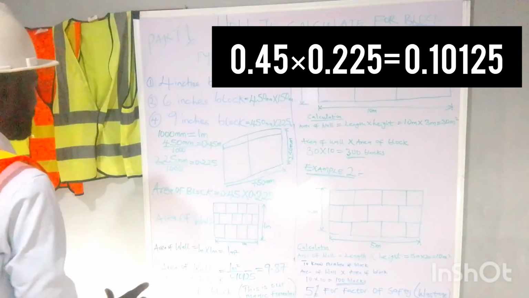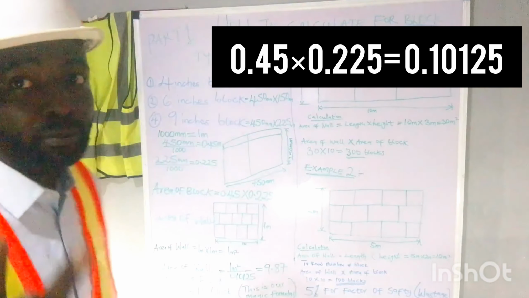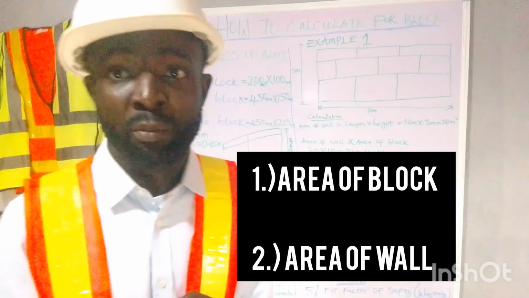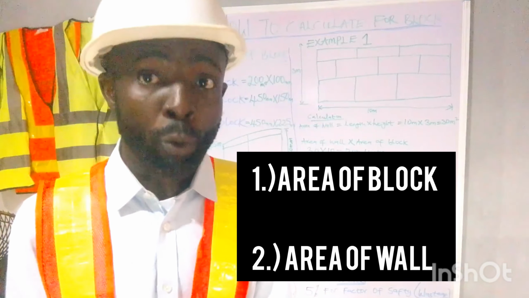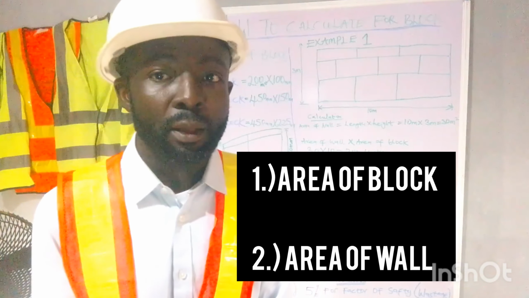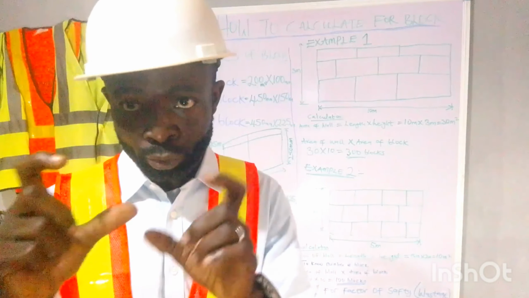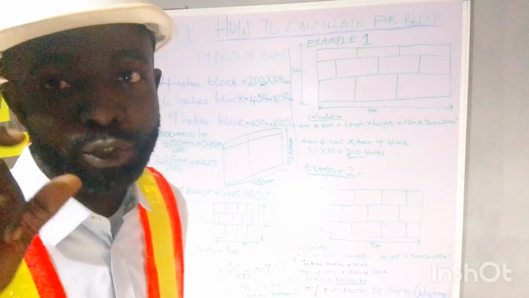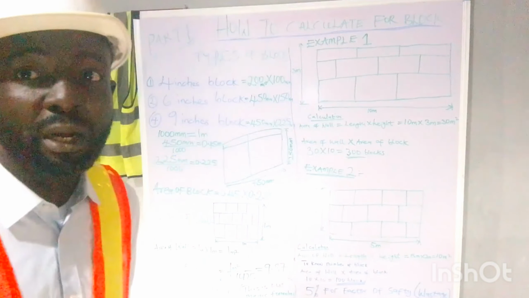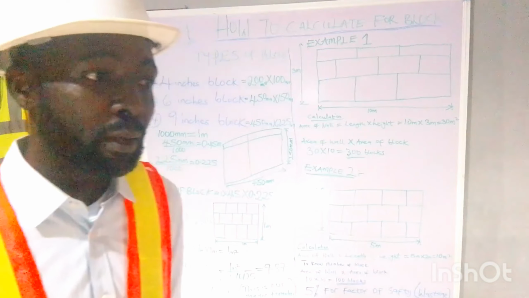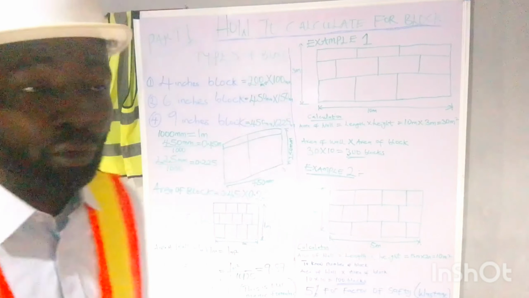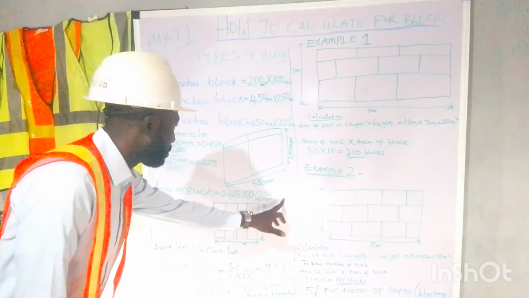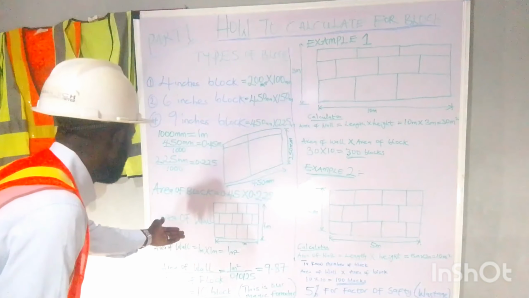That gives us 0.10125. Now, there are two things you calculate for when doing this calculation: you first calculate the area of the block, then you calculate the area of the wall. It is these two that you use to arrive at what we refer to as a magic formula. Immediately you get this magic formula, every other calculation will be easy for you when you are calculating for block. Now, we have gotten our area of block, which is 0.10125.